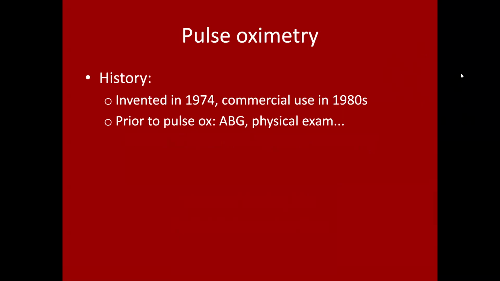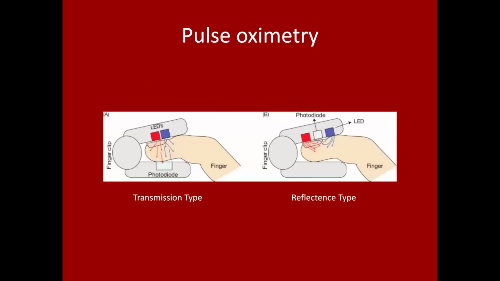Prior to pulse ox, reliance upon physical exam and ABGs was the only way that we really had to measure blood oxygenation levels. So pulse oximetry has represented a significant advancement in the ability to monitor patients in real time and monitor their oxygenation levels. So these are just two different types of pulse oximeter monitors that we have.